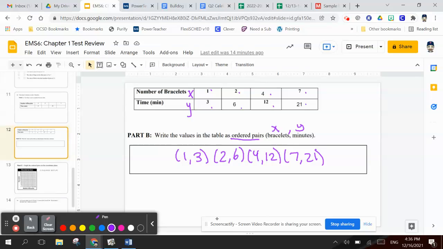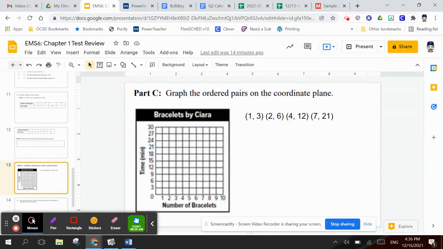So now I'm going to take these ordered pairs and go to the next question, where it's going to ask me to graph those ordered pairs. So as you can see, I transferred those over so that we can see them. So I'm going to go 1, 3. So I start at 0. X, remember, goes over. Y goes up. So I start at 0. I go over 1, up 3. And I place a dot.